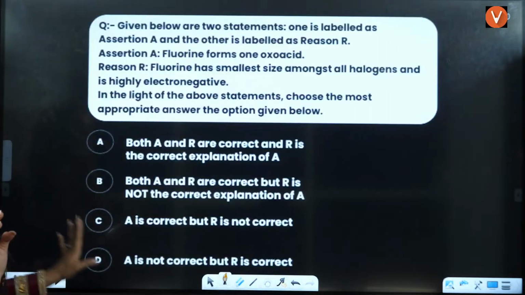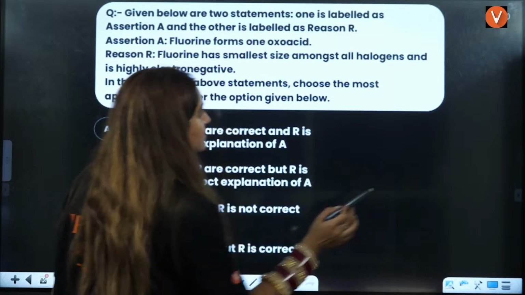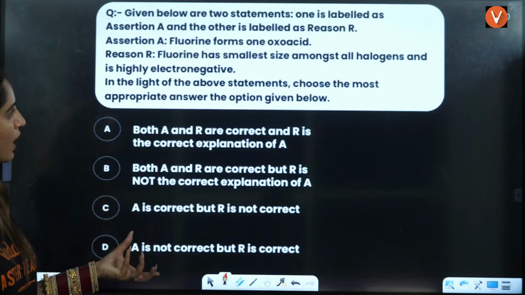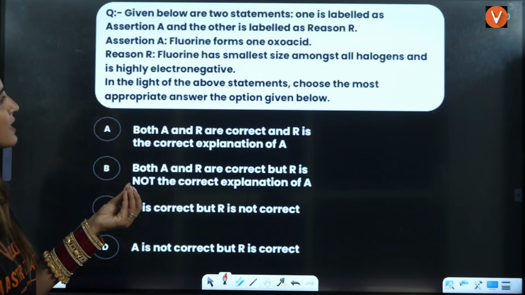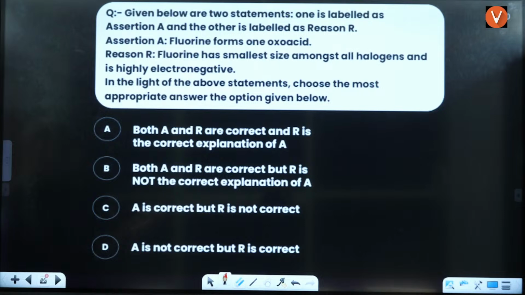Next is: given below are two statements. One is labeled as assertion, the other is labeled as reasoning. Fluorine forms one oxo acid. Fluorine has the smallest size among all halogens and is highly electronegative. Yes, students, what is the correct answer here? Everybody, let me know in the comment section.